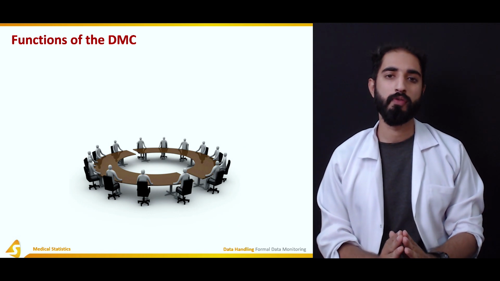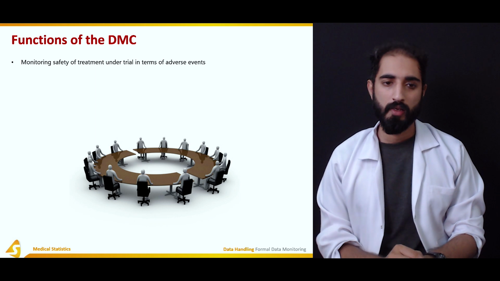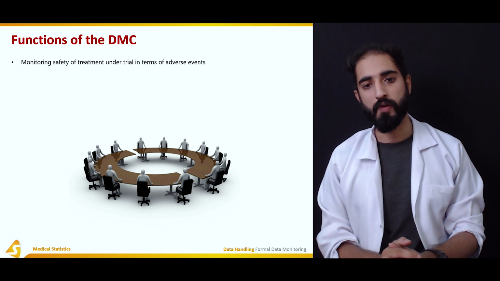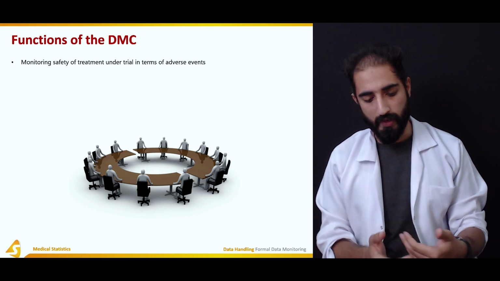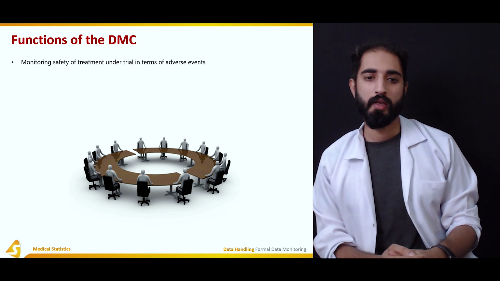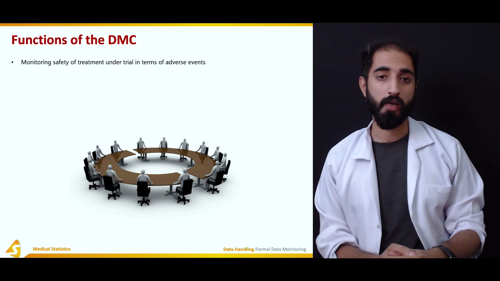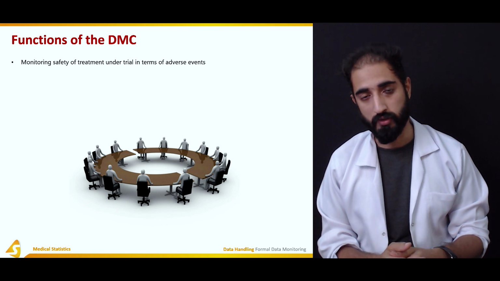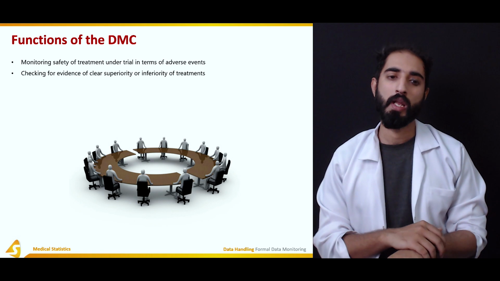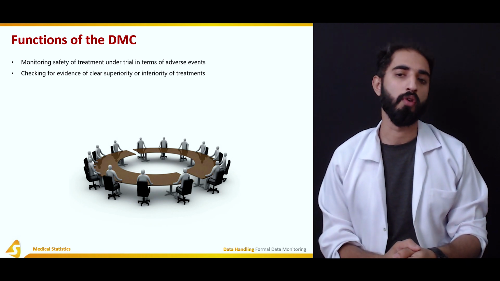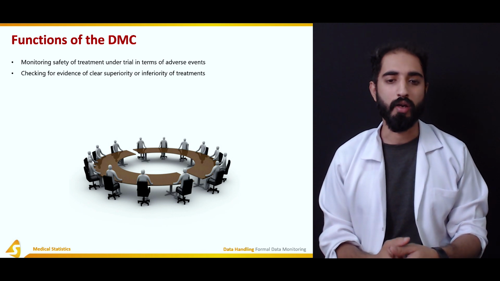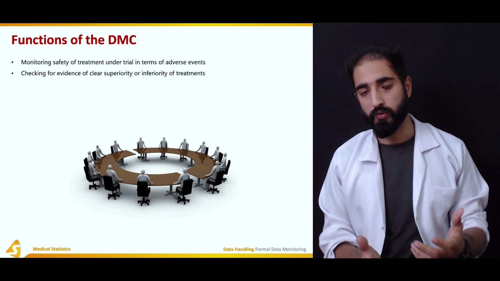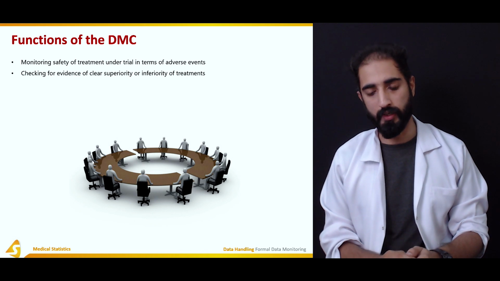Now, what are the functions of the data monitoring committee? They monitor the safety of the treatment under trial in terms of adverse events. If they see any adverse event occurring in response to that trial, they pinpoint that, mention it, and inform the research steering committee about that adverse event. They also check for evidence of clear superiority or inferiority of treatment. If there's a clear superiority or a clear inferiority, they can tell the research steering group to stop the research because it has already been evident.